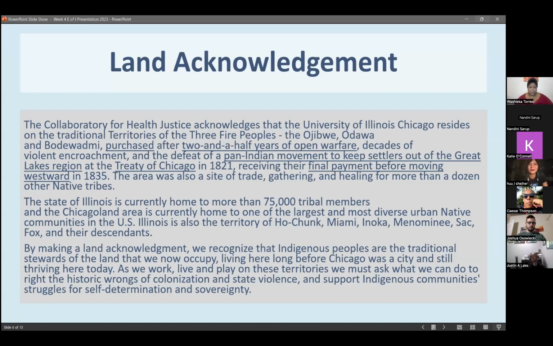By making a land acknowledgement, we recognize that Indigenous peoples are the traditional stewards of the land that we now occupy, living here long before Chicago was a city and still thriving here today. As we work, live, and play on these territories, we must ask what we can do to right the historic wrongs of colonialization and state violence and support Indigenous community struggle for self-determination and sovereignty.